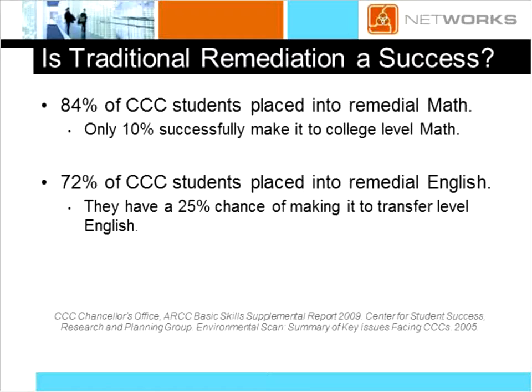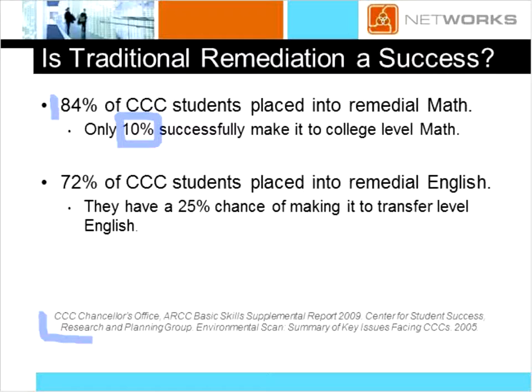This is a study, if I could point you to the bottom of the slide where I'm highlighting, done by the CCC, which stands for California Community College Chancellor's Office. They found, if we go back up to the top here, that 84% of community college students are placed into remedial math. So a huge portion of our students, and it's probably true for you out there as well, need remediation. They're not quite ready. And only 10%, this is an abysmal number, successfully make it to college level math. This is transfer level math, right?